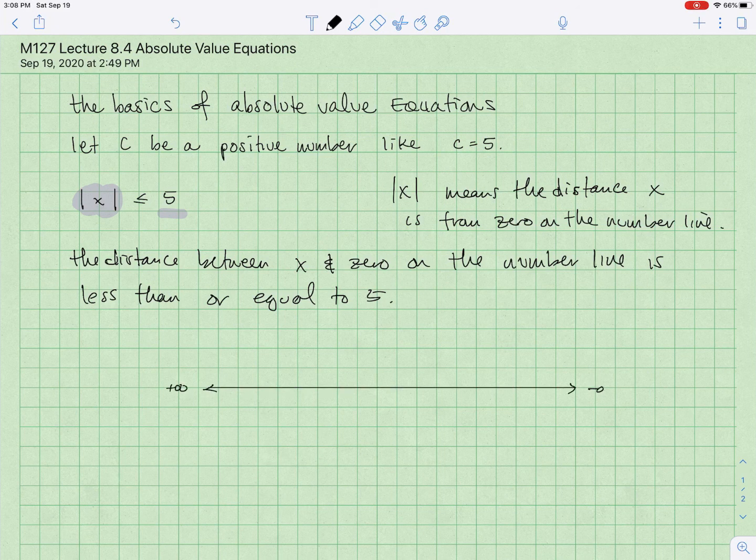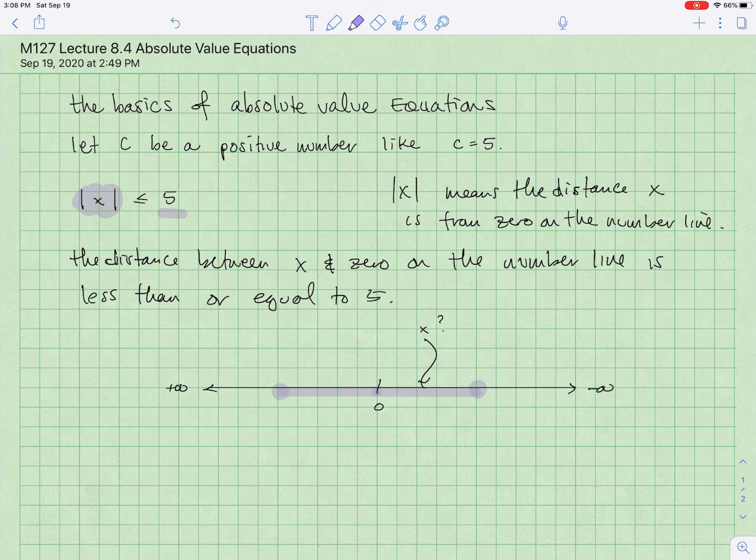Here's positive infinity, here's negative infinity, and we don't want to focus on the number 5 just yet. We want to talk about the number 0. And wherever x is, let's say x is somewhere on the number line. I don't know where x is, but it's somewhere between a range of positive 5 to the right and negative 5 to the left. That is to say, we can go out as far as 1, 2, 3, 4, 5 units to the right, including 5 units. Or we can go 1, 2, 3, 4, 5 units to the left, including 5 units.